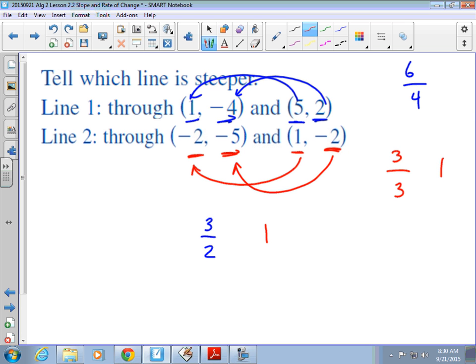So which one of these is the bigger number? They're not in the same form. One of them is an improper fraction. The other is in integer form. You have to know that this is the same thing as 1.5 in order to compare it to 1. That's the greater value, 1.5. Therefore, in this case, line 1 is the steeper line. And we will finish this page tomorrow.